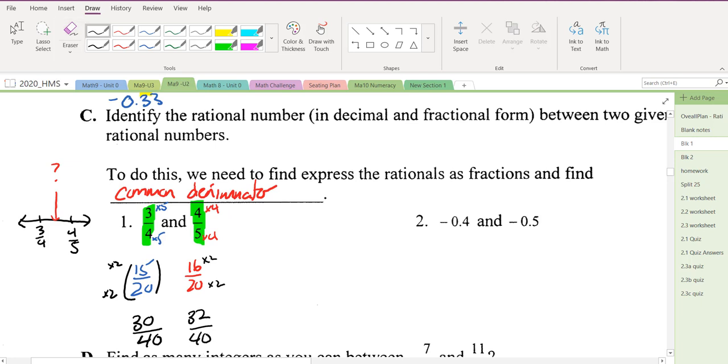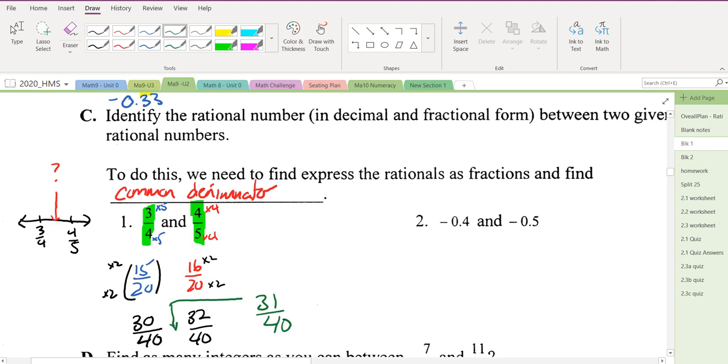Okay. So now, can we tell what number would be in between those two? David? Yeah. 31 over 40. So the number in between here, let's go green, would be 31 over 40.